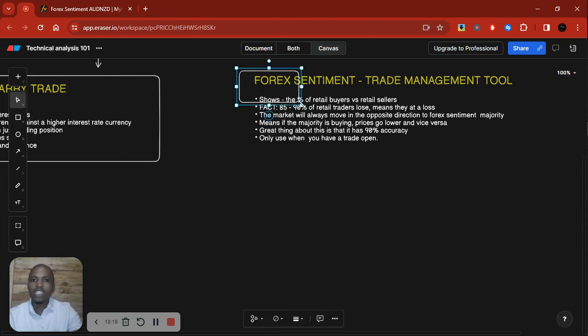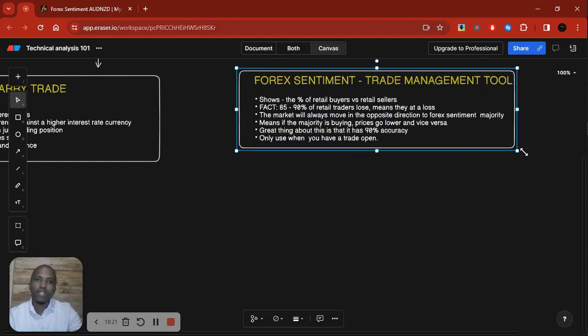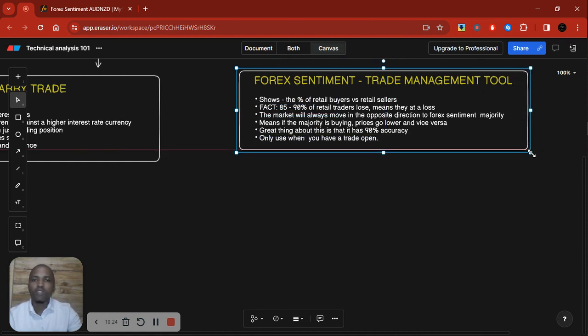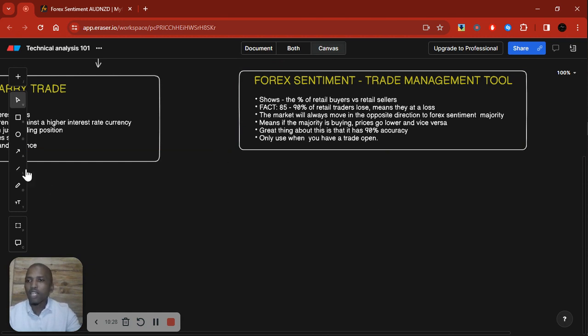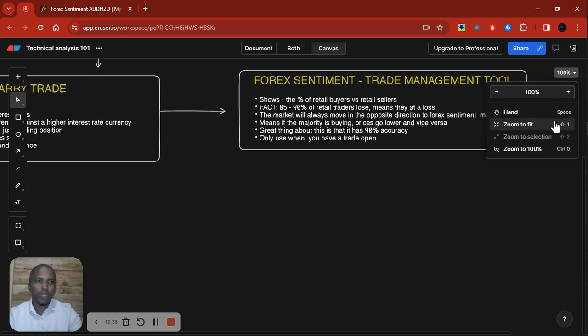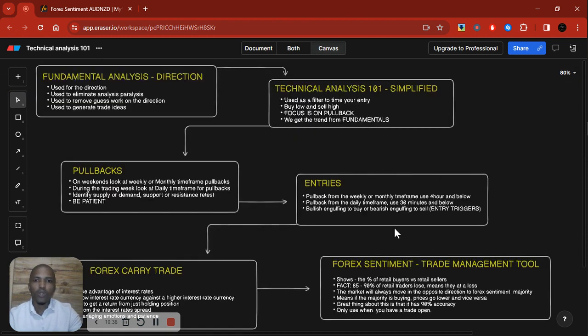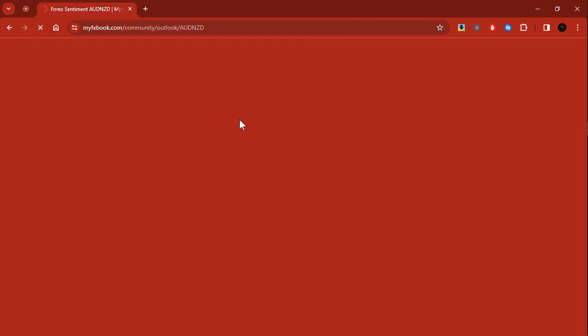So this is a tool that I use to manage most of my trades, specifically Forex trades as well as gold. Obviously indices, we don't have that in one of the brokers, so I can't manage indices based on the Forex sentiment. But I am able to manage my Forex trades as well as, like I said, gold, right? So now it fits into our picture, into our puzzle. So now let's go into an actual chart and let us see this in action.